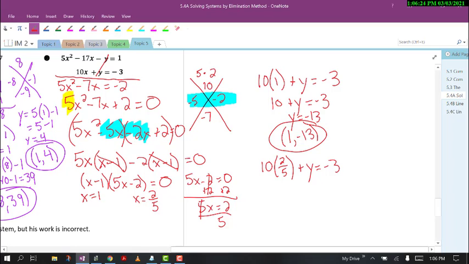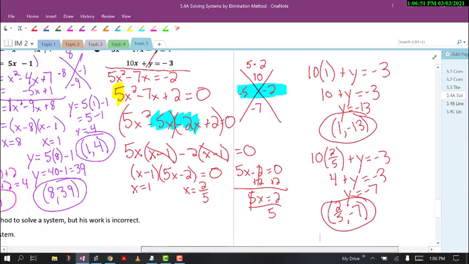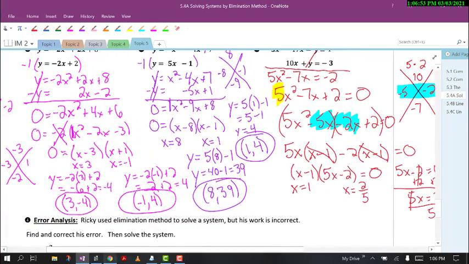10 times 2 over 5 is 4, plus y equals negative 3. We subtract 4 from both sides, and y equals negative 7. So our second solution is 2 over 5 comma negative 7. So that's how we solve our linear quadratic systems. Once we get rid of the y, it's the same thing we've been doing for the last 5 months. Should be starting to click.